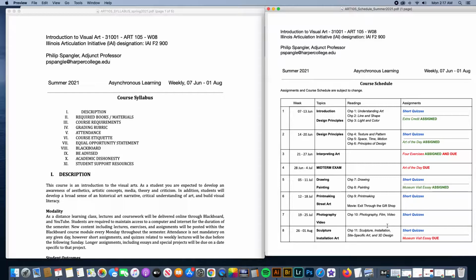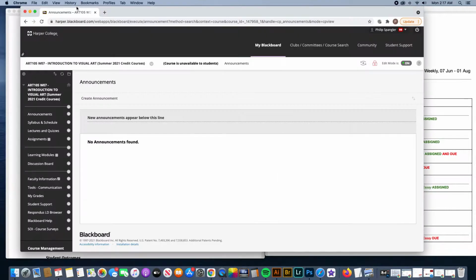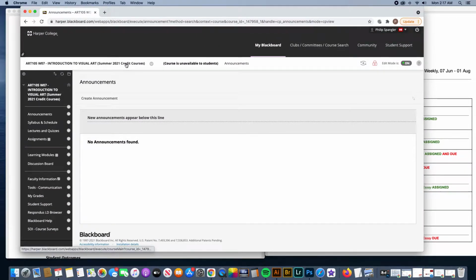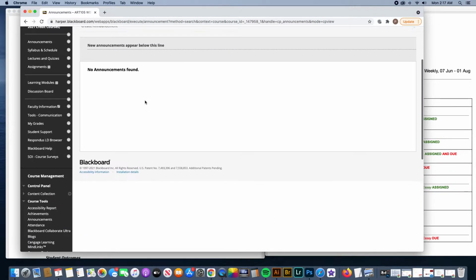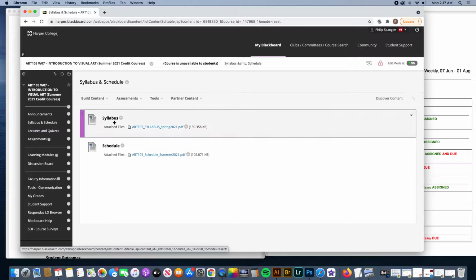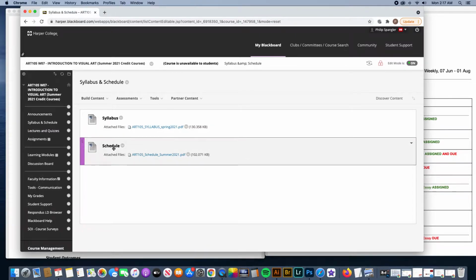So to begin, I want to talk about accessing Blackboard, and I want to show you different documents. When you log into Blackboard, it's going to look something like this. On the side, you'll see areas such as the announcements page, and you'll see announcements when you sign in. You'll see a section for your syllabus and schedule. So here we have the syllabus and the schedule.